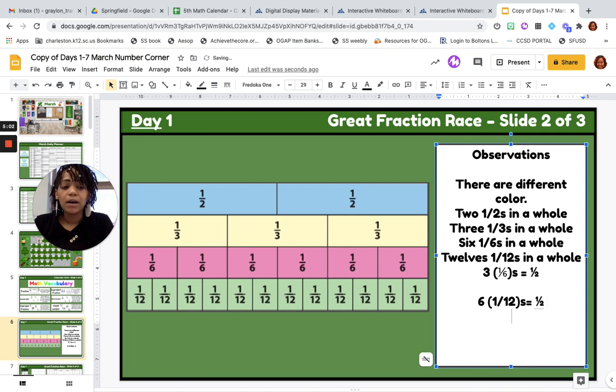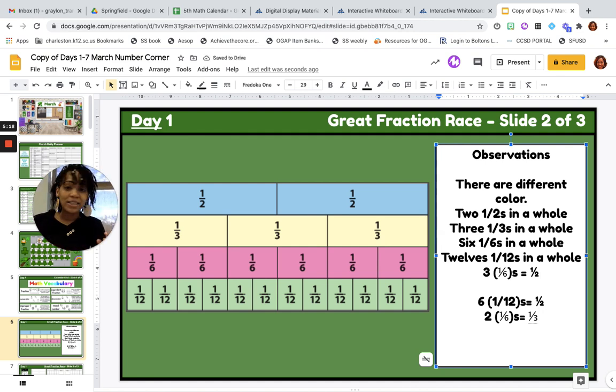No. How about a thirds and 6? How many 6 are equivalent to a third? Good. So I could have 2 1/6 size pieces, which equals 1/3. All right, you guys got it.